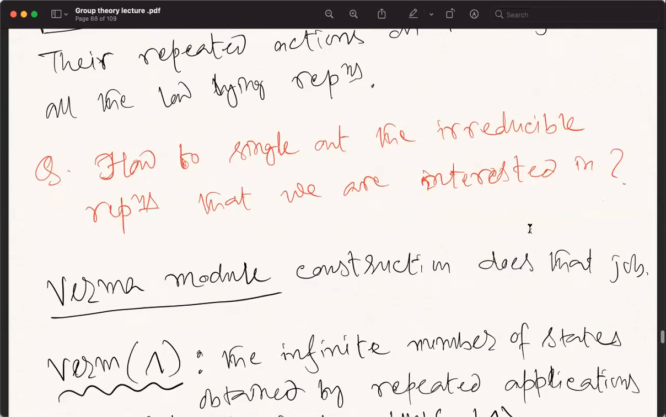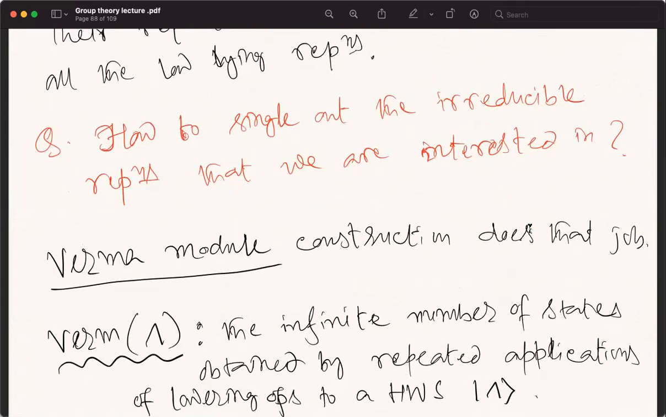Right? Another question that we want to address is how to single out the irreducible representations that we are interested in. Instead of constructing all possible irreducible states, how to single out the irreducible states that we are interested in. So the Verma module construction does that job. That's why we are focusing on that thing.